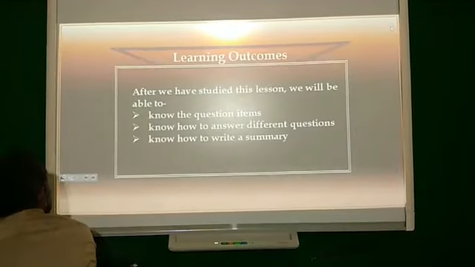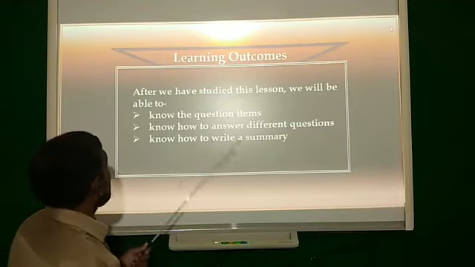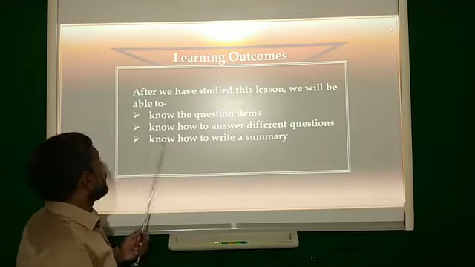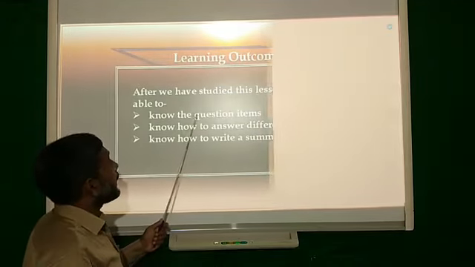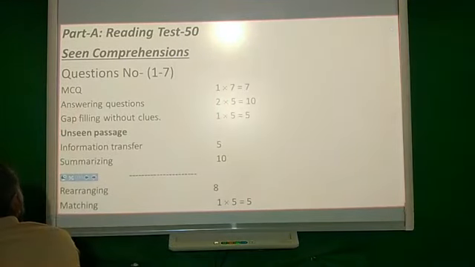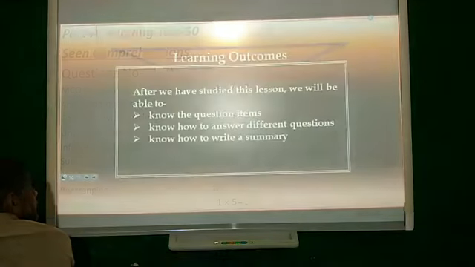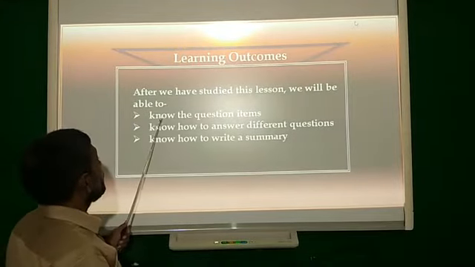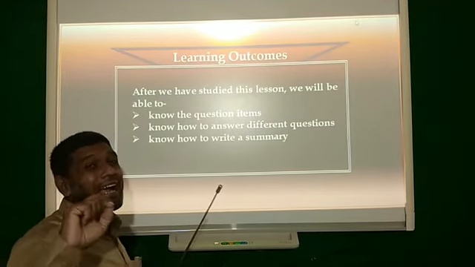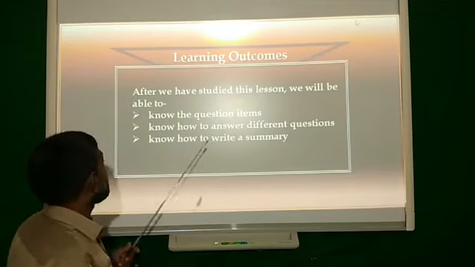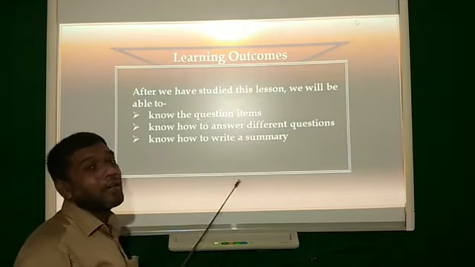So what will be our learning outcomes today, dear students? Our target is only 3 today. After we have studied this lesson, we will be able to know the question items, how many questions and what the items are in our English first paper in the examination. And number 2, know how to answer different questions.